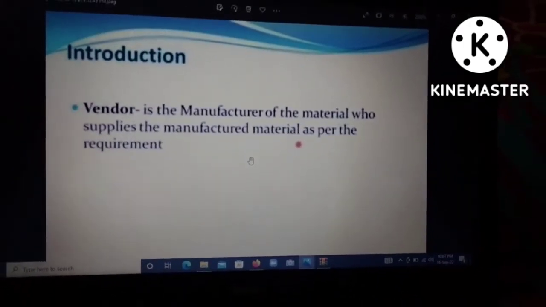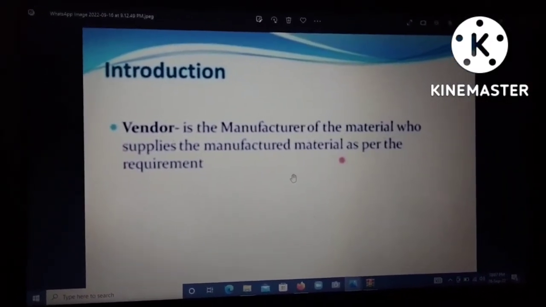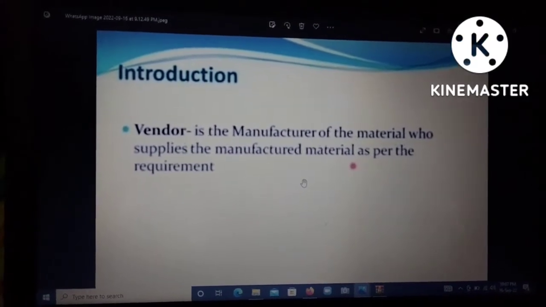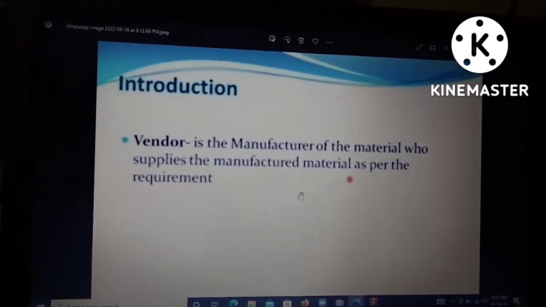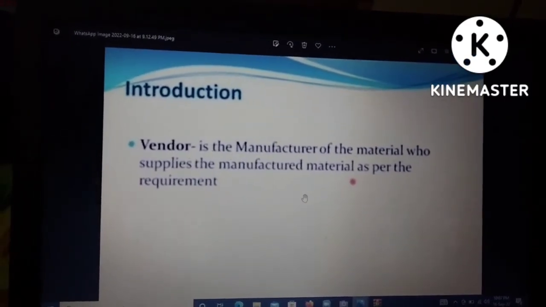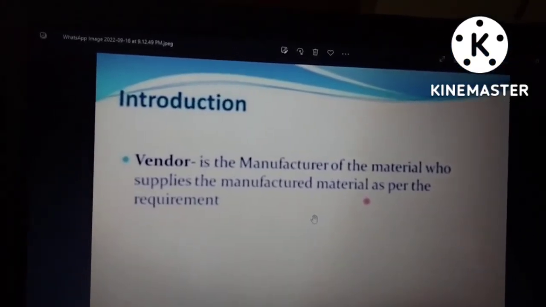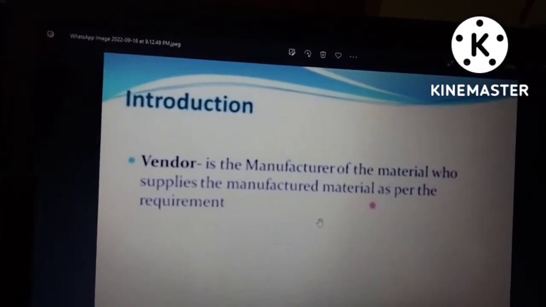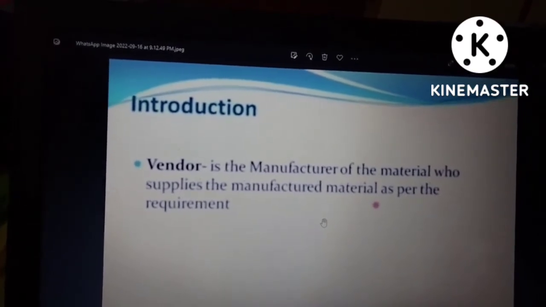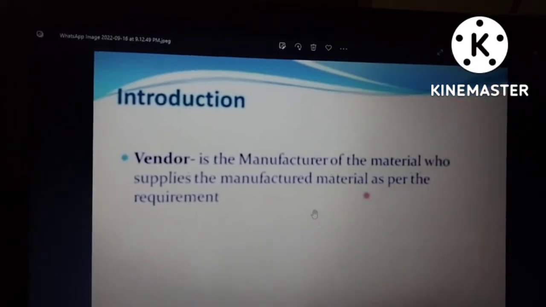And now our topic is vendor qualification. So now we will see what is meant by the vendor, and the definition and also the concept for the vendor. Vendor means who supplies the material to us by manufacturing the material in their own unit as per our requirement. That means, as you may see in the text format, a vendor is the manufacturer of the material who supplies the manufactured material as per our requirement. That is the vendor. It is called a vendor.